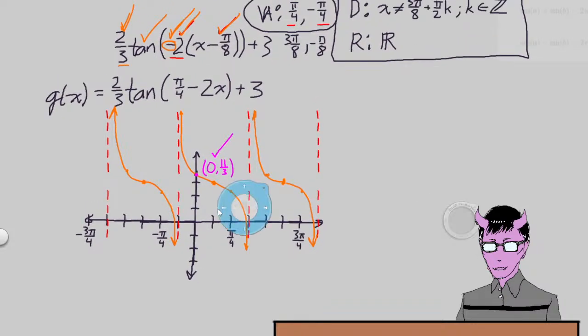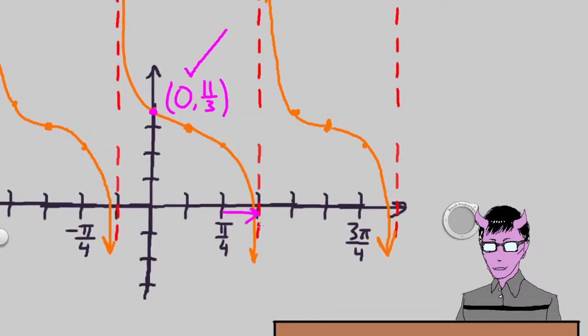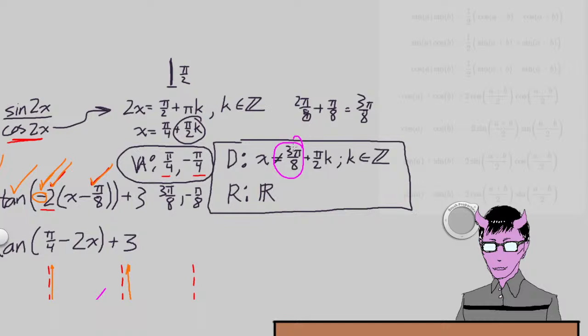And we make note that our vertical asymptote's correct. We have a, what's that? This is pi over 8 plus this one takes us to here. So that's 3 pi over 8. So that's going to be the lowest possible positive vertical asymptote. And then every increment of plus pi over 2 should be correct.